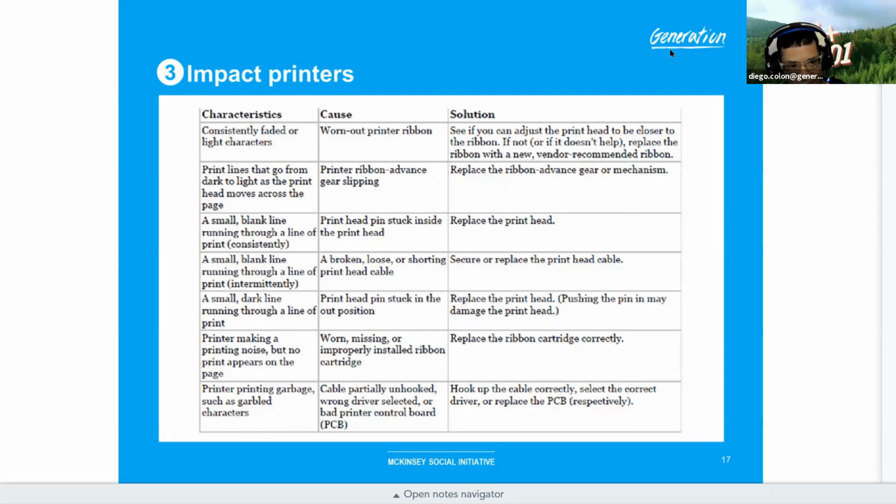Printer printing garbage such as garbled characters. Obviously, make sure the actual cable is correctly installed and or the drivers. And lastly, it could be the actual printer control board or the PCB that's actually gone bad.